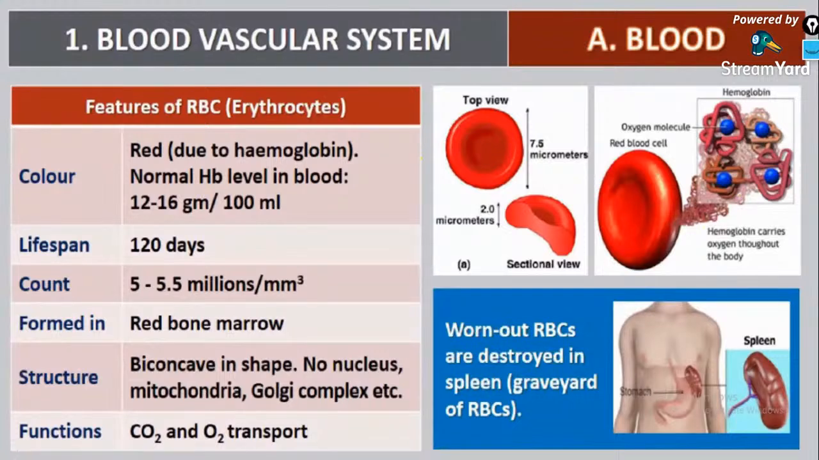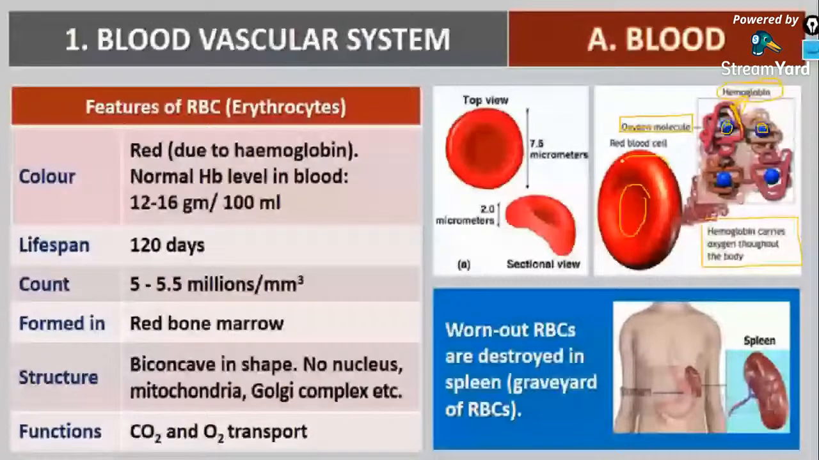Guys, this is how hemoglobin carries oxygen throughout the body. This is how the hemoglobin molecule binds with the oxygen molecule. This thread-like structure is the hemoglobin, and these blue structures you will call the blood oxygen, and this is the RBC, biconcave in shape. I hope you understood about RBC or red blood cells.